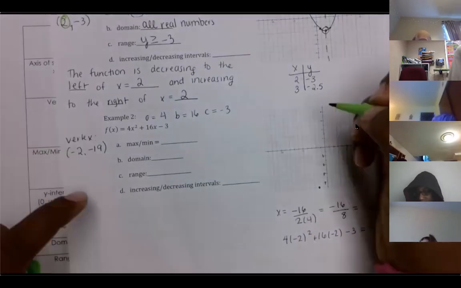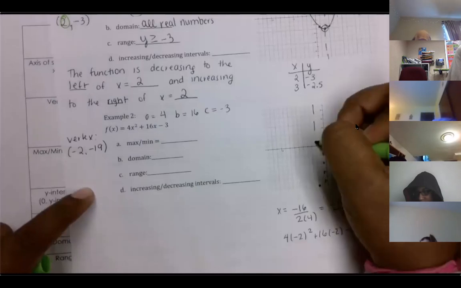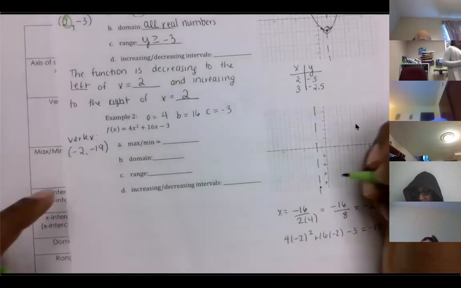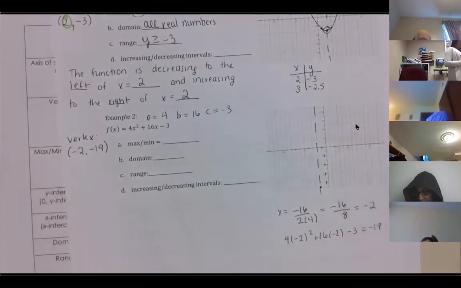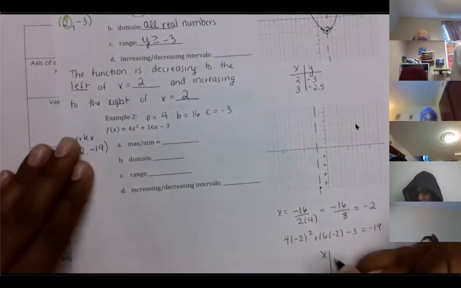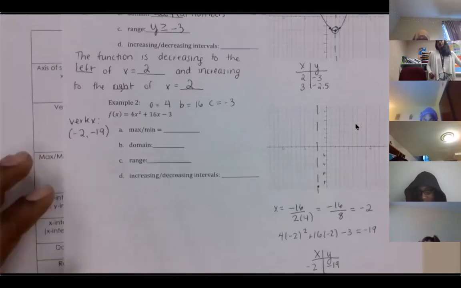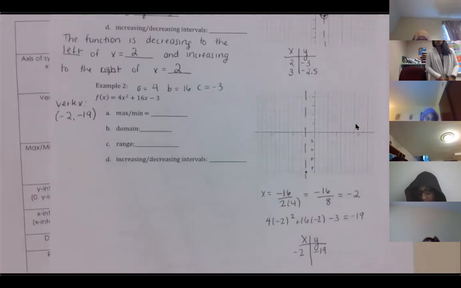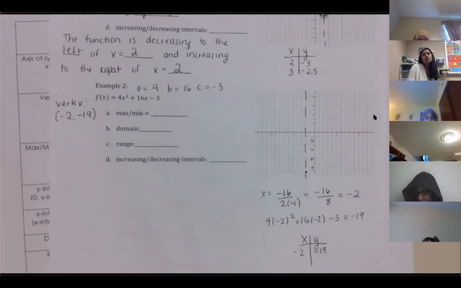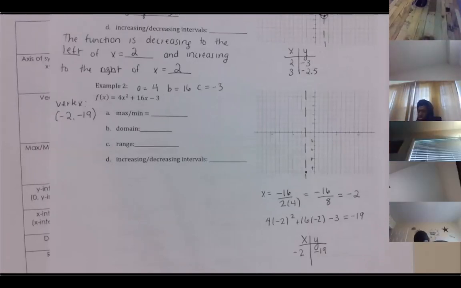And we're going to draw our axis of symmetry that goes through it. But you need 2 other points. So we will need a table of values. Remember, your vertex goes at the top. So -2, -19 goes to the top of your table of values. What other x value can I choose for my table of values? What do you think, Nick?